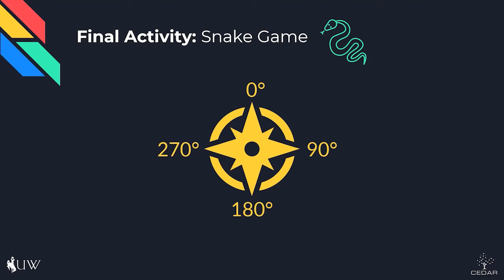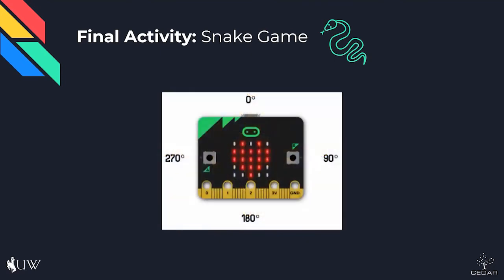The value that the set direction block on our microbit wants is also a degree value. Let's see what the degrees on a compass look like in relation to our microbit. Now we know what values to give the set direction block. Up is 0 degrees, right is 90, down 180, and left is 270.